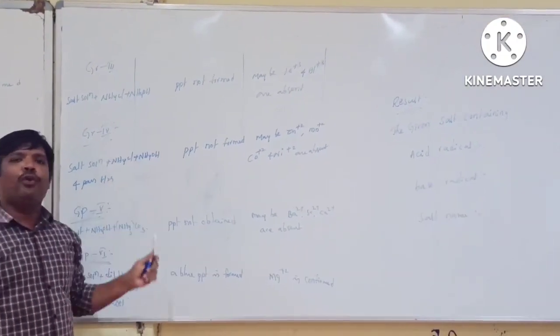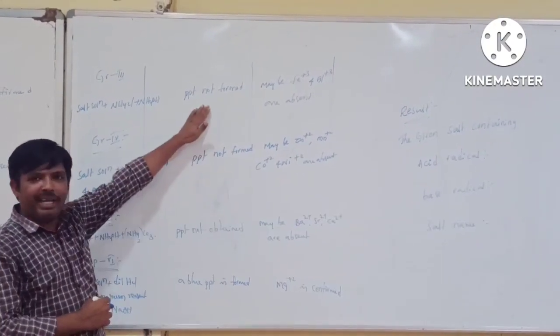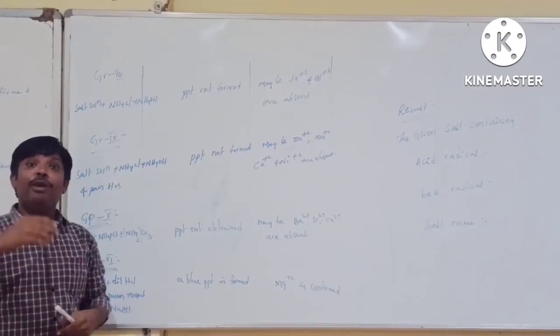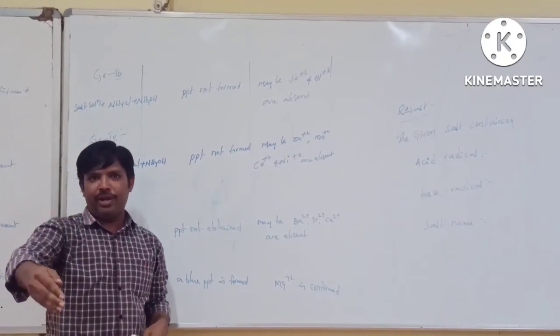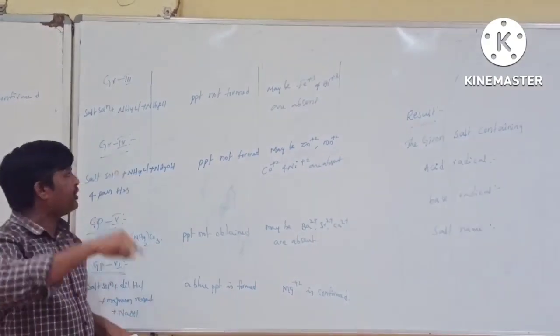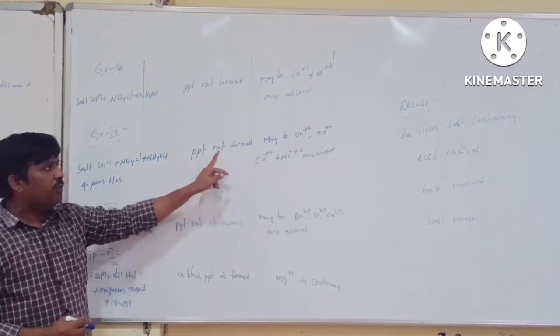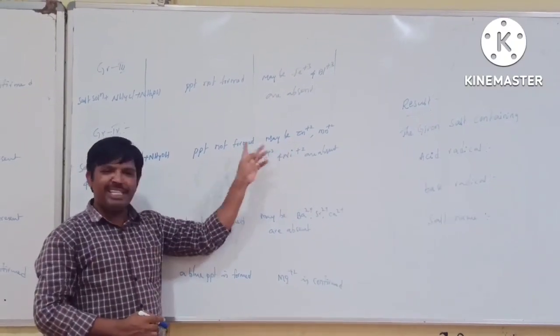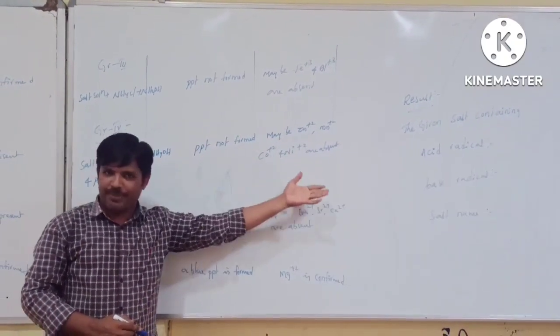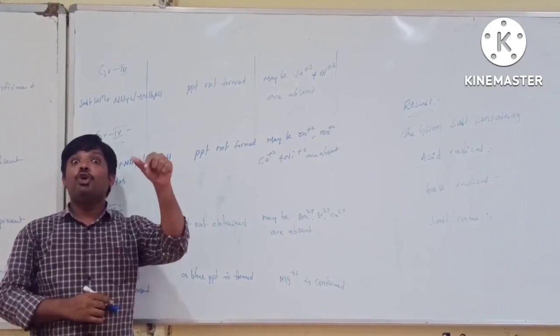Group 3 and group 4 you have to do in the same test tube. If you get no PPT in group 3, then you have to pass H2S gas in the same test tube. Here also black PPT is not formed. Maybe zinc, magnesium, cobalt and nickel are absent. Then you go for the fifth group with a new test tube.